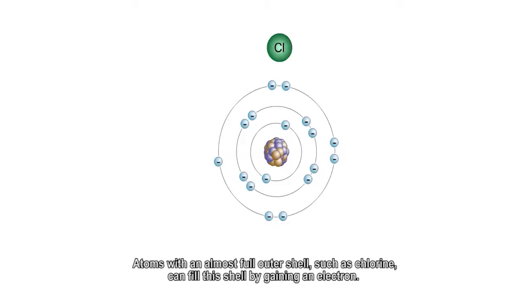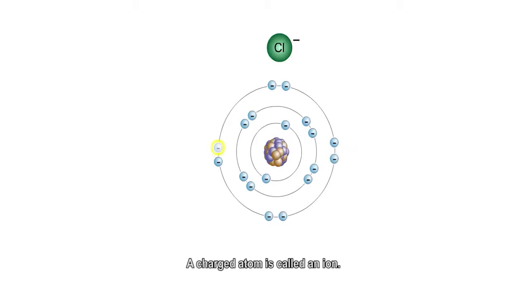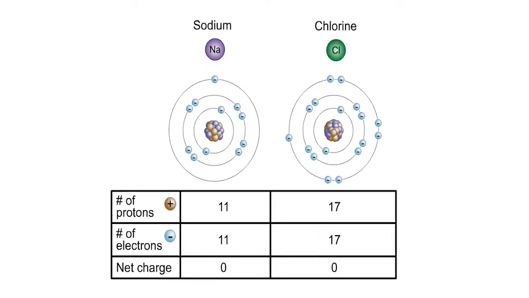Atoms with an almost full outer shell, such as chlorine, can fill this shell by gaining an electron. This will leave the atom with a charge of -1 because the number of electrons exceeds the number of protons by 1. A charged atom is called an ion.